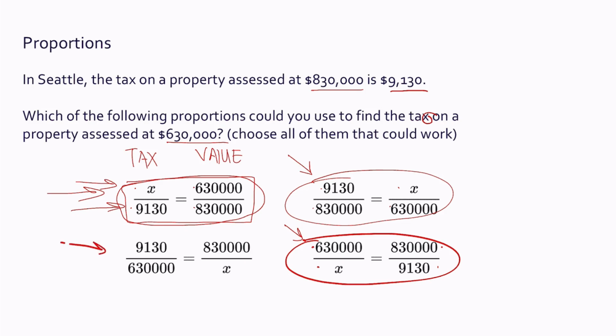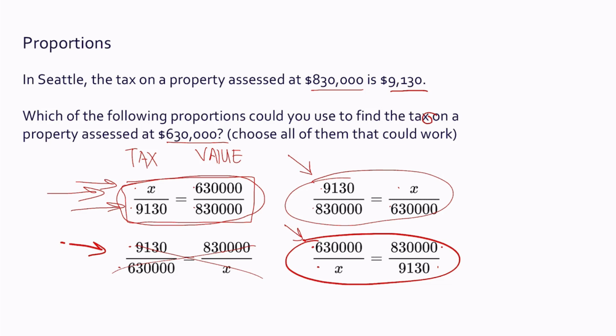This one, however, would not work because here we have the tax from property 1 and the value of property 2. Those two things are not actually related to each other in any way. So this one would not work.